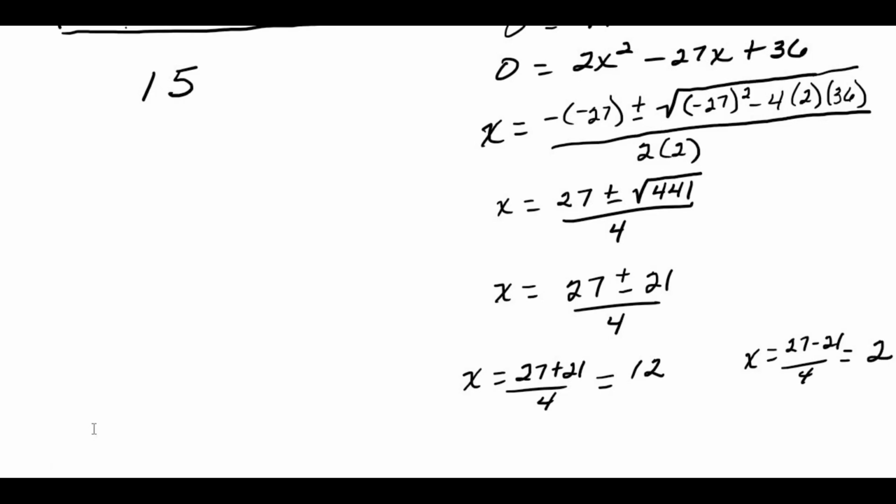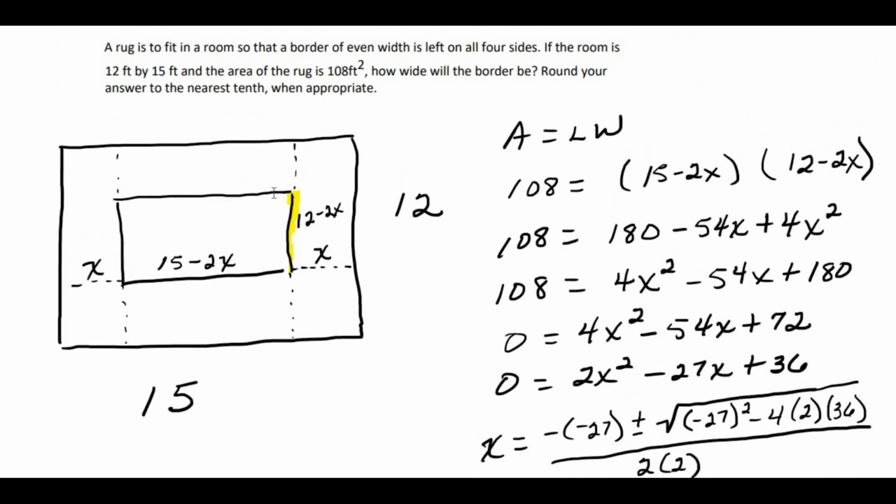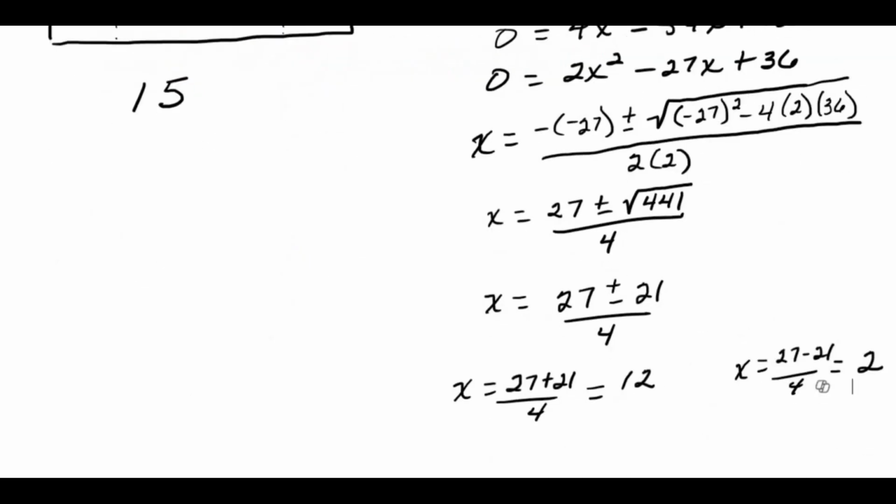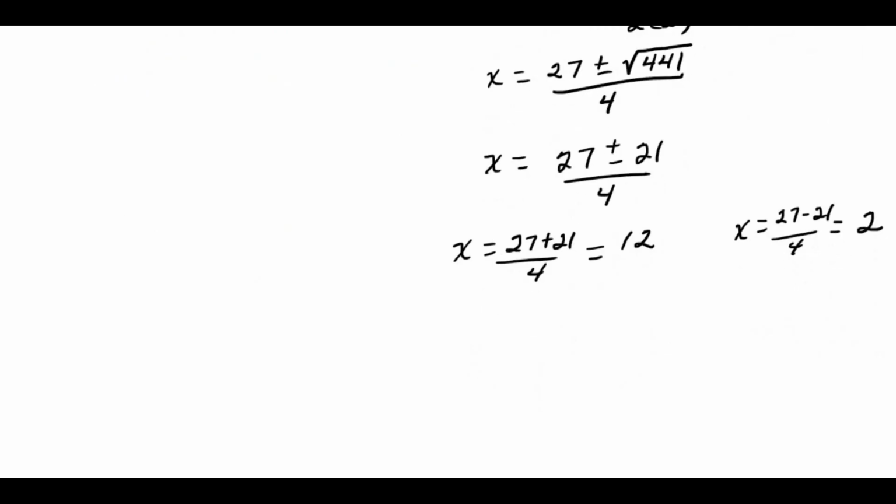So both of my answers are positive, but I really can only have one answer. So if I go back up to my original problem, I know that if I tried to put 12 back in place of x, that means the width of this rug would be negative, and that can't be. So I know that my answer has to be 2, and this is going to be 2 feet.